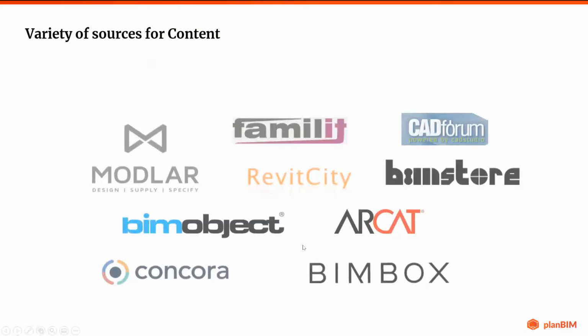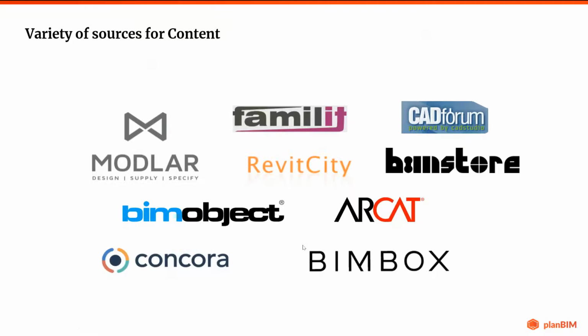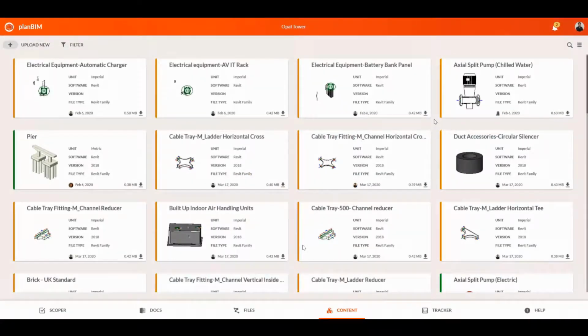A lot of us have a variety of sources that we follow for content management and for downloading various families and using those in our project. There are various good sources available out there. But the challenge is, how do you manage these components? How do you ensure that only the correct ones are being used in your projects?